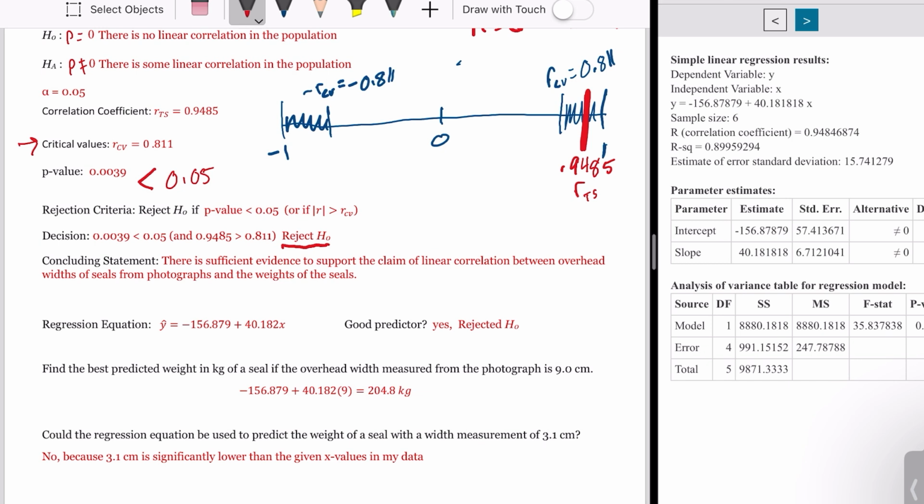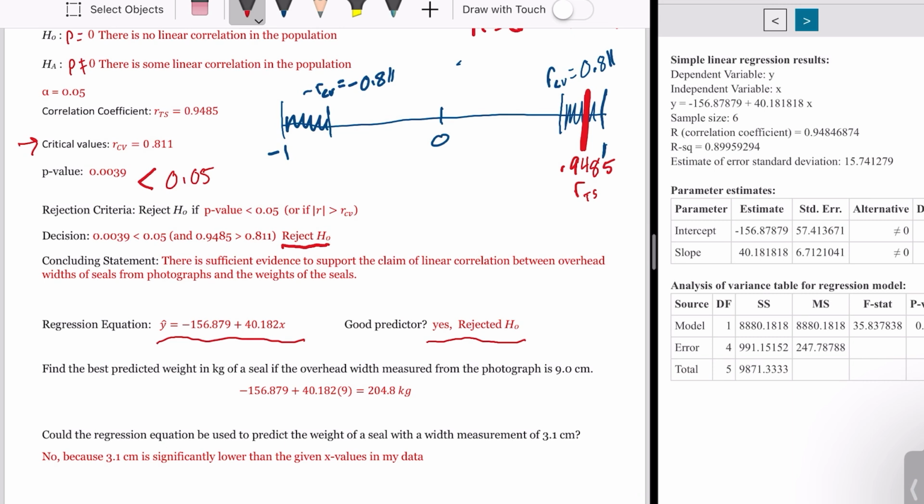Good. So since I rejected the null hypothesis, my equation, which was over there in my results, and which I've rounded a little bit here, is a good predictor. Yeah, so we can use it. So now, if we're asked an X value, we could use that. If we were asked a width of a seal, we could use it to calculate the weight of the seal.